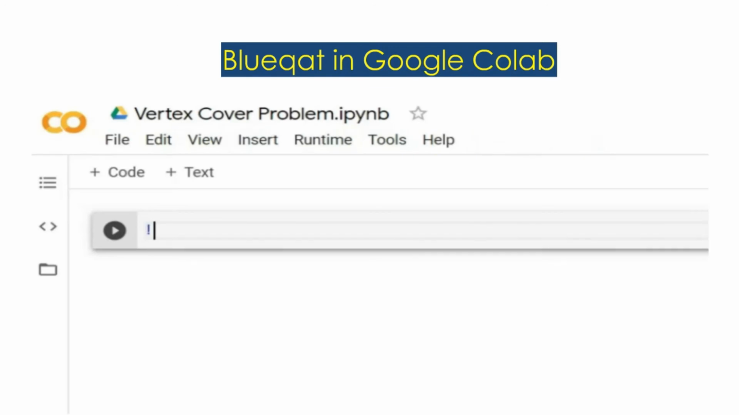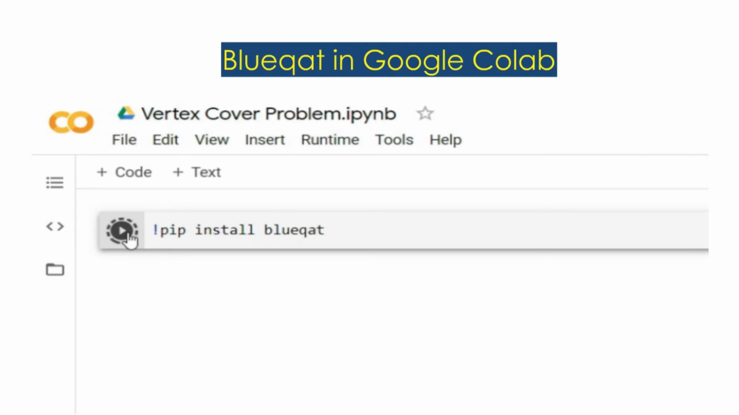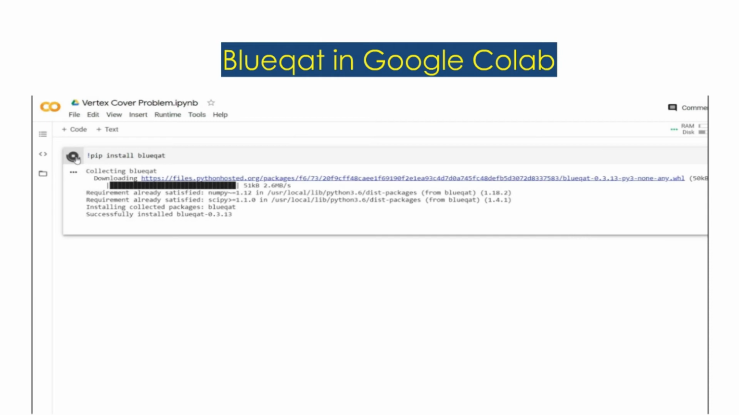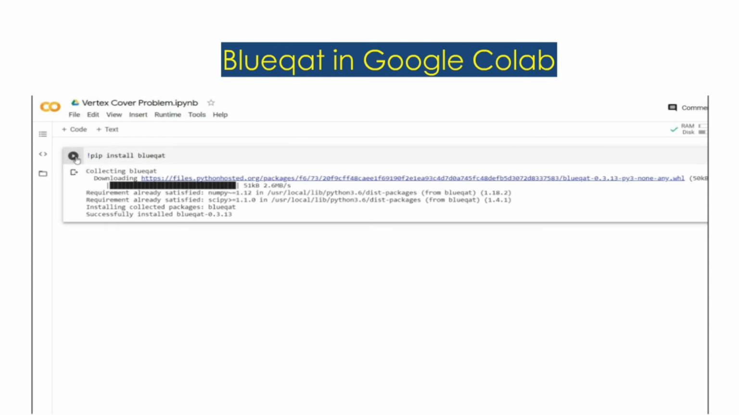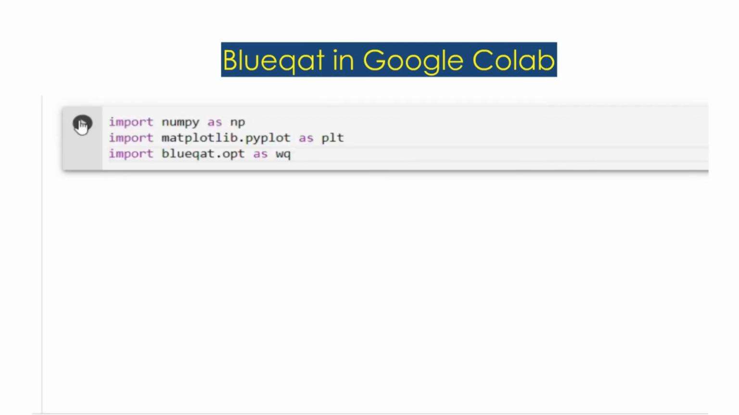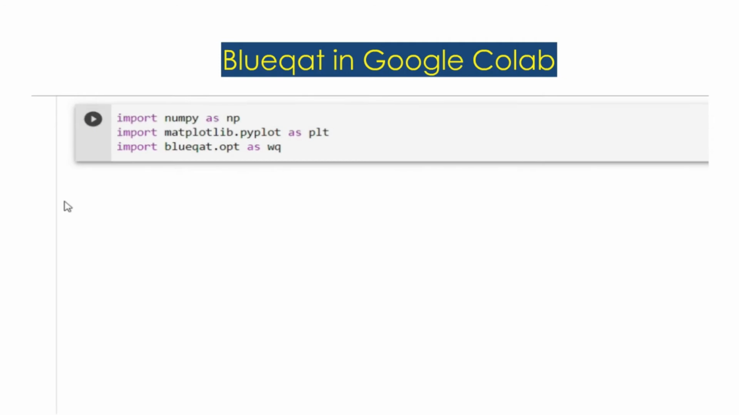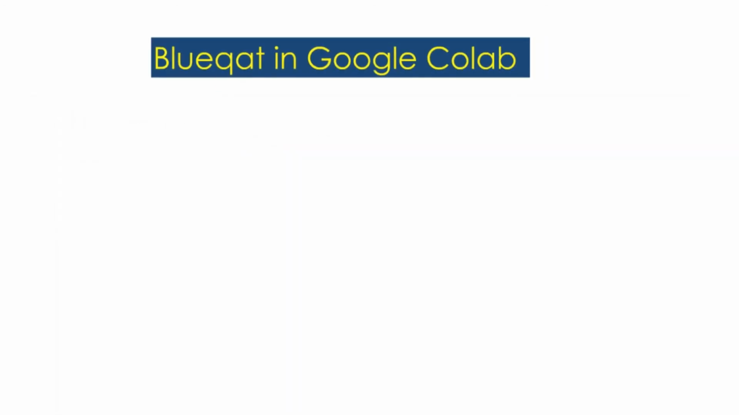Firstly, we need to install Blueqat in Google Colab and run it. Blueqat is successfully installed. Then, import libraries for Blueqat like NumPy and Blueqat optimization as shown here. Firstly, let's define the edges of the undirected graph to find the vertex cover with minimum size.